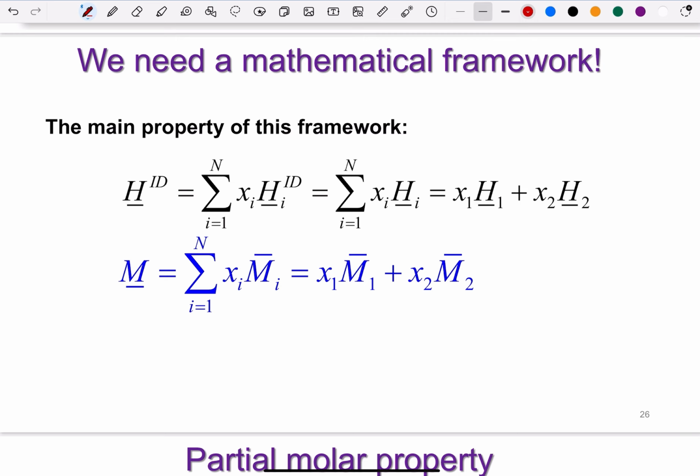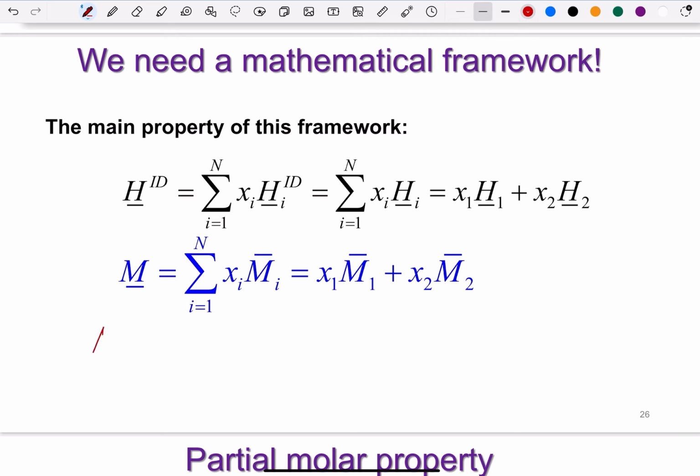Now I'm looking for a very specific property for my real mixture, not ideal. So I'm not putting any constraint here on M. M is just a molar property of my real mixture. And I would like to write it, let's say for a binary mixture, as x1 m1 plus x2 m2. It is so convenient, right? So I'm going to find out what is the rule for these properties, okay?